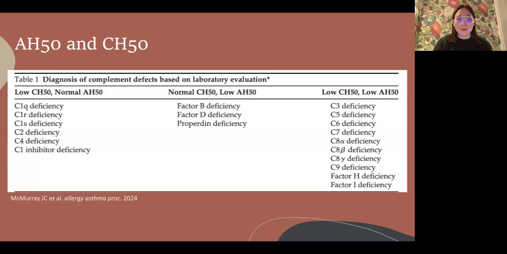And I like this chart because it just shows what your differential should be. If you have low CH50 and a normal AH50, you should be looking at the early complement deficiencies. If you've got low AH50 and normal CH50, you're looking at the alternative pathway. And if both are low, this is because you probably have something wrong with your terminal pathway or C3. And then I think for factor H and factor I, there's some variability in what the test can look like.